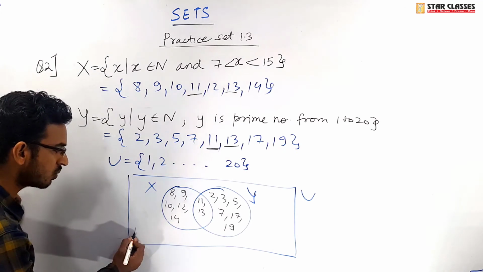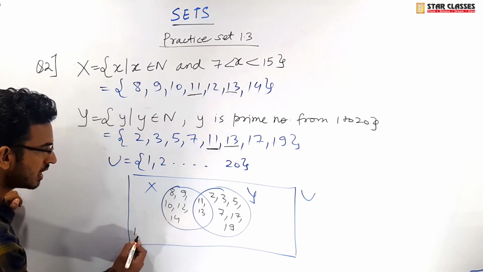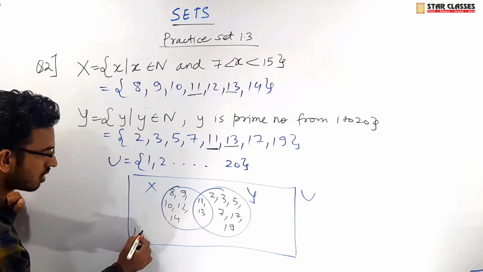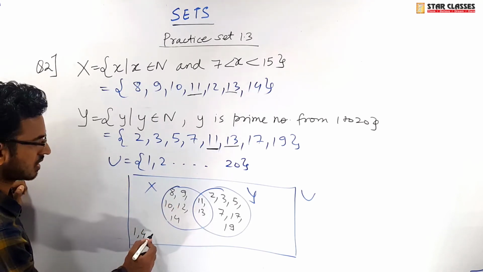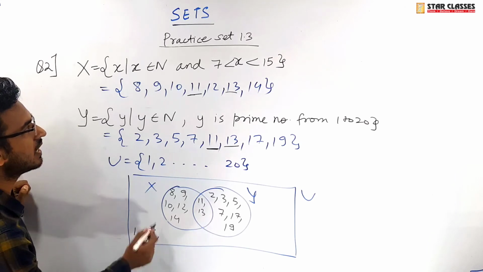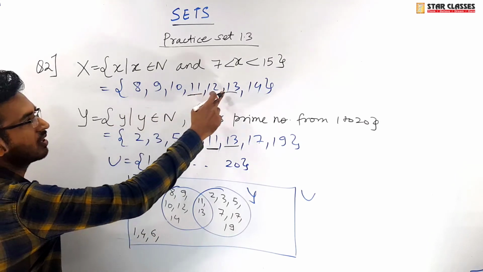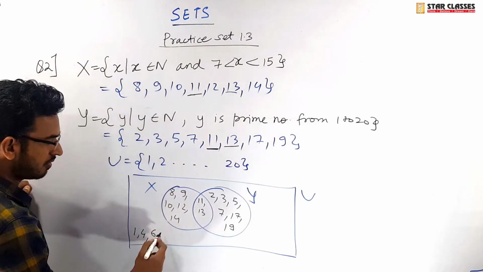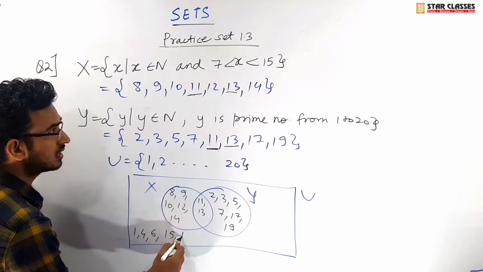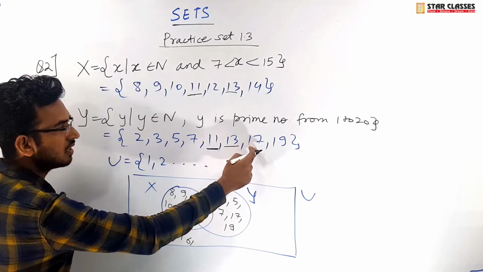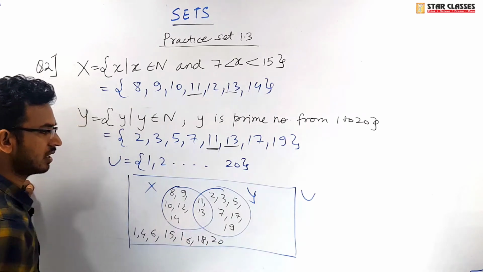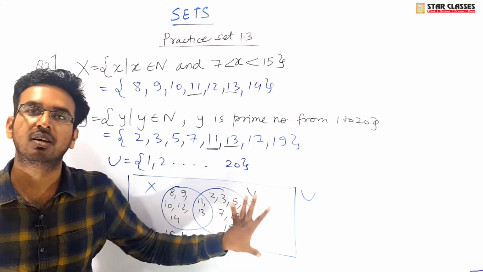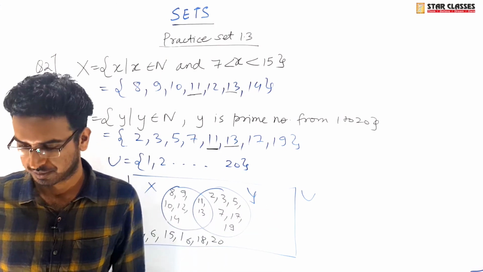First number is 1, 2 is already inside, 3 is already inside, 4, 5 is already inside, 6, 7 is already inside, 8 is already inside, 9, 10, 11, 12, 13, 14 is already inside, 15, 16, 17 is already there, 18, 19 is already there, 20. So this is how you represent a Venn diagram.